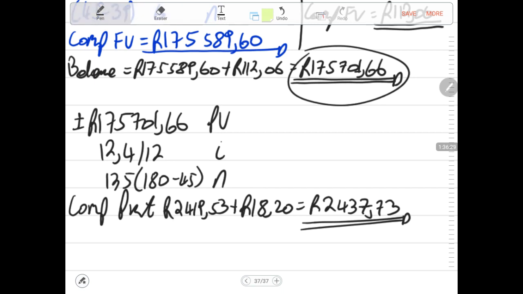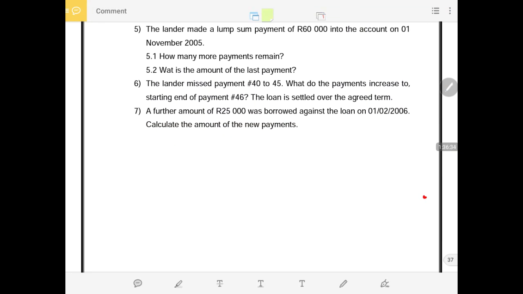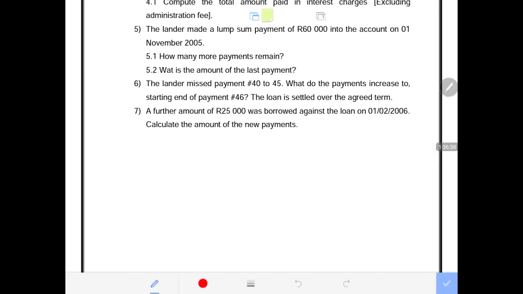So now this is another very important part. We go into the last one, already 1 hour 36 minutes, but a very important knowledge to master. It says a further amount of 25,000 was borrowed against the loan on the first of the second month in the year 2006. Now, very important to master again. Calculate the amount of the new payments. Remember, we have a new annuity that has not changed.